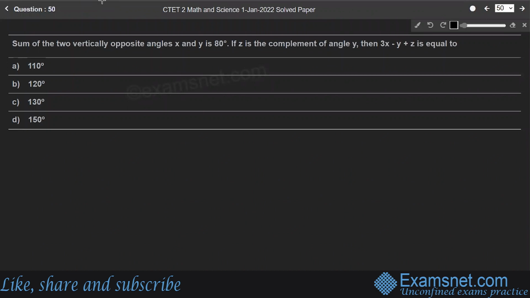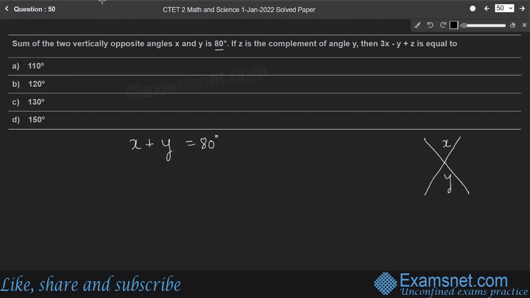Question number 50. Sum of the two vertically opposite angles x and y is 80 degrees. If z is the complement of angle y, then 3x minus y plus z is equal to. Let us consider two vertically opposite angles, x and y, and the sum is 80 degrees. X plus Y is equal to 80 degrees.